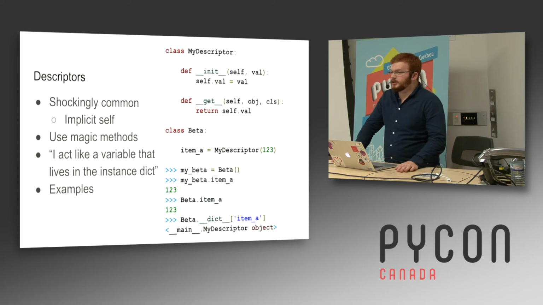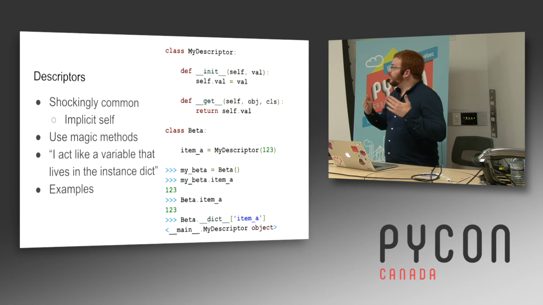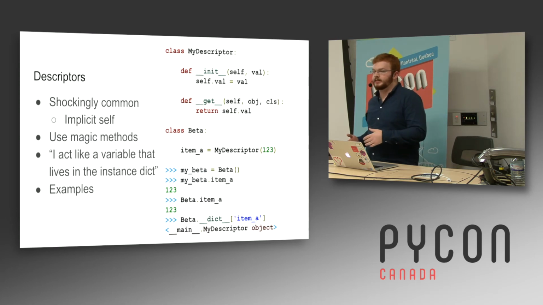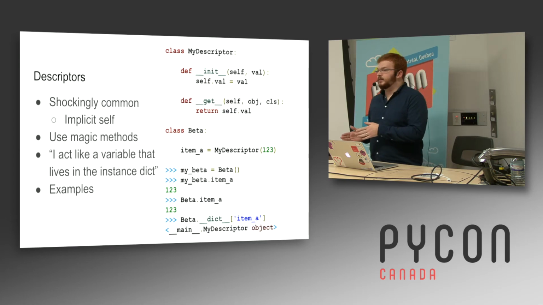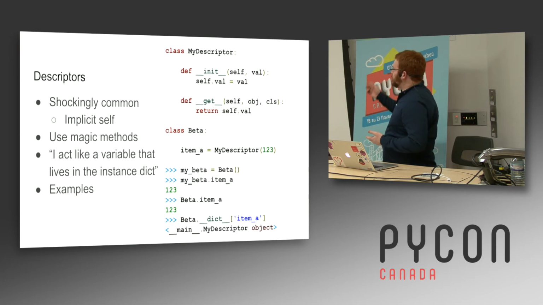What they do is use specific magic or dunder methods that promise, I act like a variable that lives in the instance dictionary. And so when you define this set of magic methods, you're essentially saying that rather than looking for an item in the instance dictionary or in the class dictionary or anywhere further up, you're going to ask those specific methods, what should I do when I go to look for you?